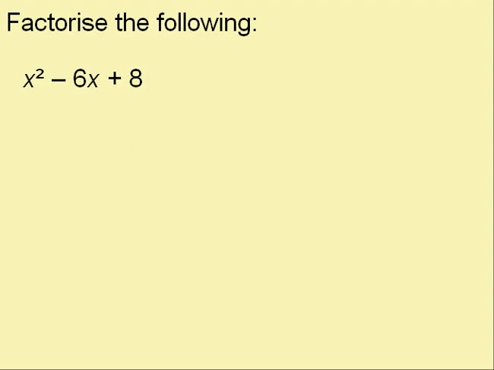Now this question looks similar to the ones that we've already done, but there is a slight complication with it, which I'm going to show you now. It's a quadratic, so we start in the same way: two sets of brackets, and we know we've got an x in each. Now we're looking for two numbers that multiply together to give plus 8, so that could be 1 and 8, or 2 and 4.